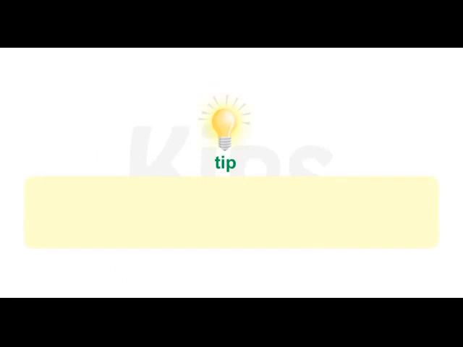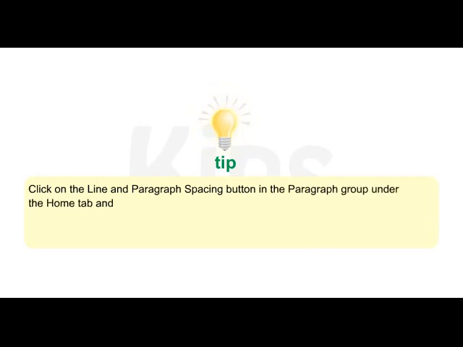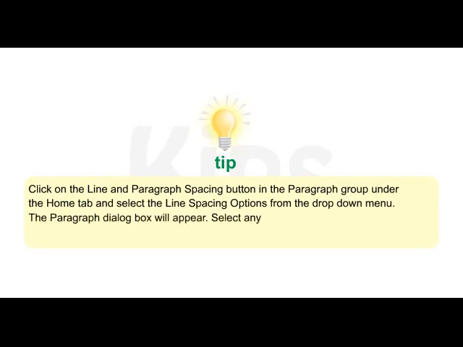Let me share an important tip. Click on the Line and Paragraph Spacing button in the Paragraph group under the Home tab and select the line spacing options from the drop-down menu. The Paragraph dialog box will appear. Select any specified value for the line spacing and paragraph spacing.